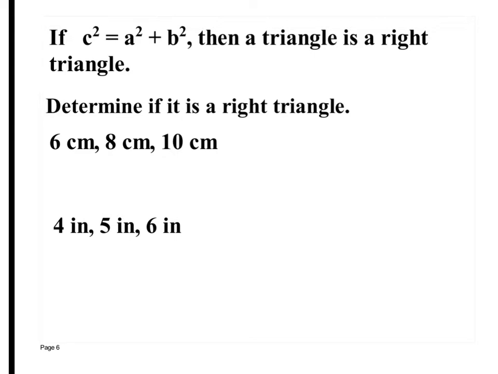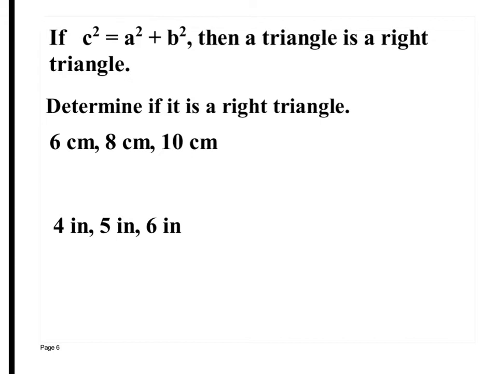This is the converse of the Pythagorean Theorem, which means if c squared is equal to a squared plus b squared, then the triangle is a right triangle. What they'll do is they'll give you three sides of a triangle, and they'll say, is this a right triangle? Without trying to draw a triangle and figuring it out, all you have to do is plug it into the Pythagorean Theorem and see if a squared plus b squared equals c squared. If it does, then it's a right triangle.